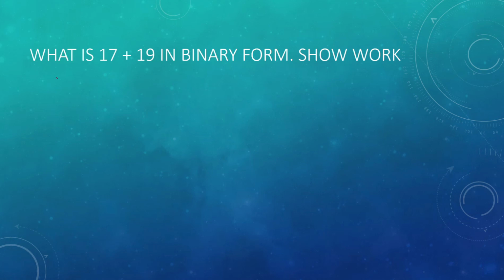Let's do it again. 17 in the form is 16 plus 1. Let's do 6-bit. Is 2 to the 4 plus 2 to the 0. 1, 2, 3, 4, 5, and 6. 2 to the 0. 1, 2, 3, and 4. Rest are zeros.